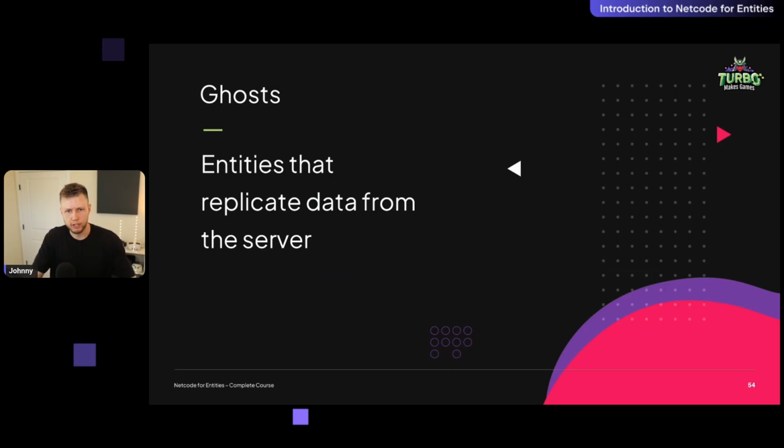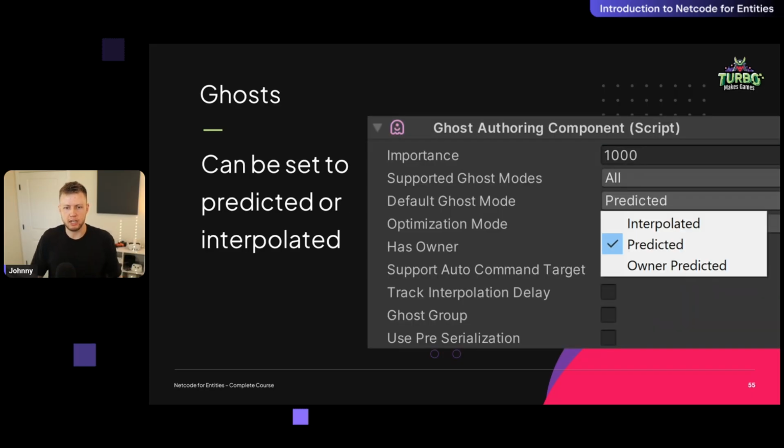Another great feature with Netcode for Entities are ghosts, and ghosts are basically entities that are replicating data from the server. Ghosts can either be predicted or interpolated. We talked a little about interpolation versus prediction. When we're doing our authoring, setting our initial values, we can set a default ghost mode. This can be interpolated, predicted, or owner predicted. And again, we can change these on the fly.